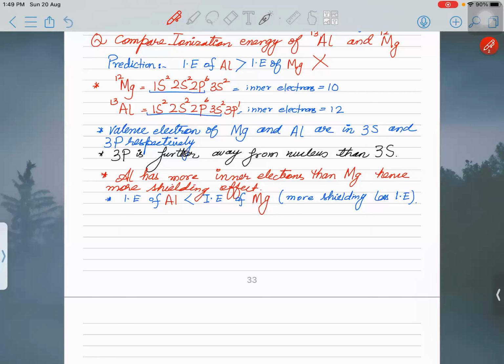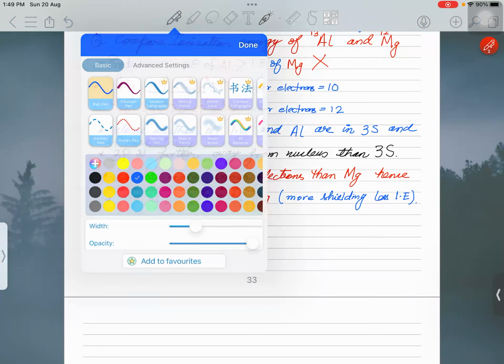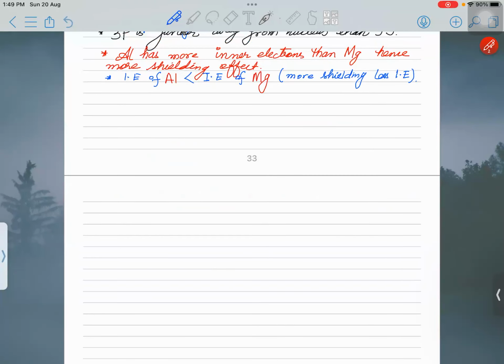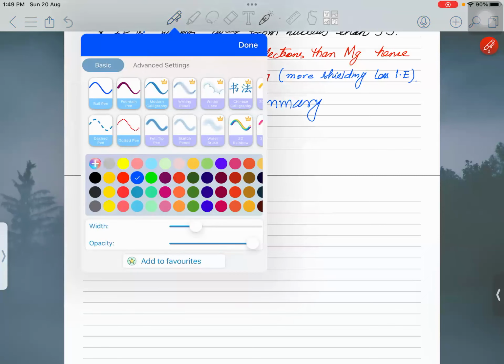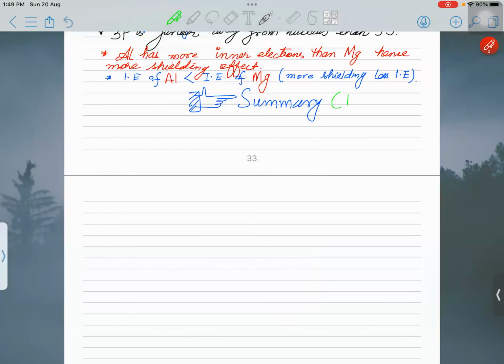No, sir. Now, write the summary and DI. Summary. DI means magical trick, magical learning technique.